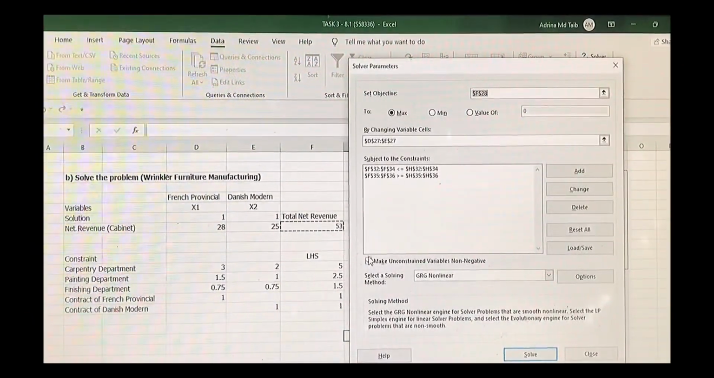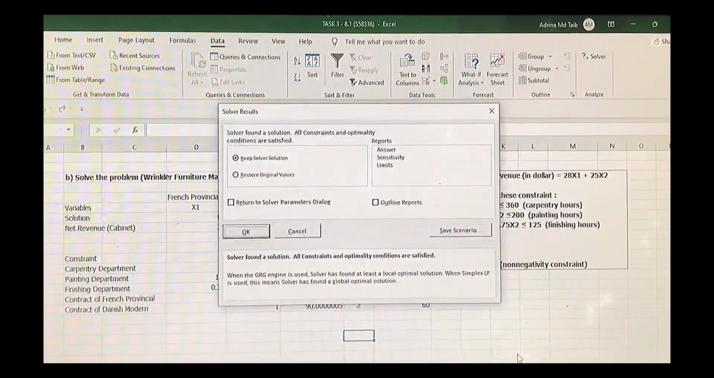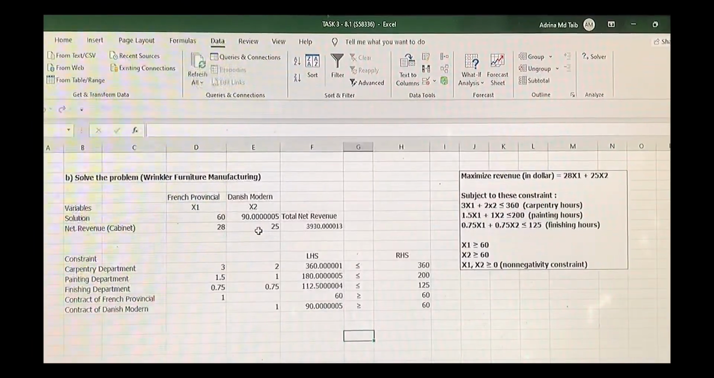To get the positive answer we click here, because we want to make the variables non-negative, then we click Solve. After that it comes out like that, and we click Keep Solver Solution and then OK. So this is the final answer for problem 8.1. That's all from me and thank you.